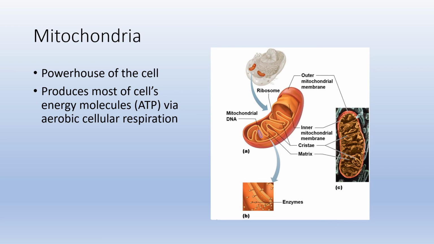The first one, the mitochondria, we think of as the powerhouse of the cell, and in the simplest of terms, it's going to produce energy, also known as ATP. And it does so via aerobic cellular respiration. Aerobic meaning it requires oxygen.